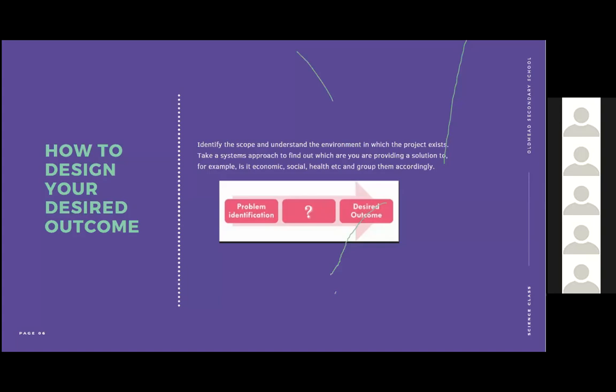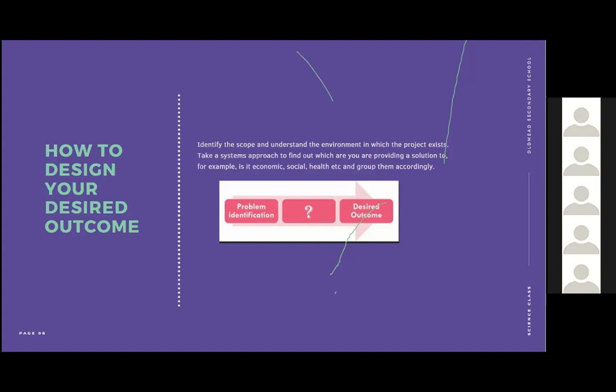So you take the systematic approach to find out what problem you are providing a solution to. So for example, is it economic? Is it social? Is it health, etc.? And then group them accordingly. And remember, we already started looking at these things from our design thinking process. So what are the needs of the users? What is the problem? And what solution are you ultimately taking?